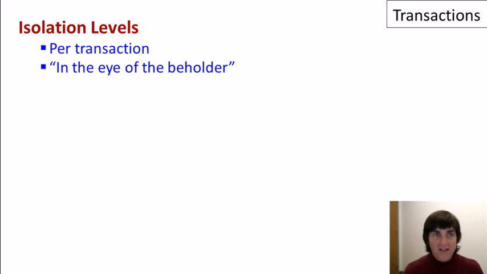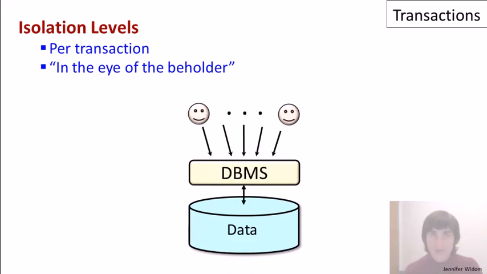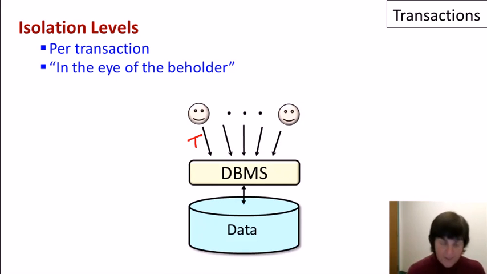First of all, the isolation level is per transaction, so each client could set different isolation levels for each of its transactions if it wishes. Second of all, isolation levels are in the eye of the beholder, and let me show you what I mean by that. Each client submits transactions to the database and might set the isolation level for that transaction. That isolation level only affects that transaction itself. It does not affect the behavior of any other transactions that are running concurrently.